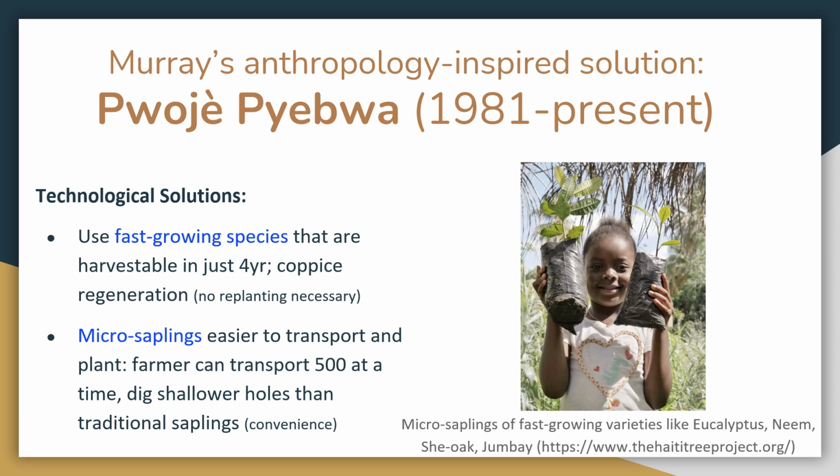He also recommended, for convenience, switching from traditional size saplings that might come in a 5-gallon bucket to micro saplings, shown being held by a small girl in the photo. So micro saplings are lighter, they're easier to transport, and farmers planting them don't have to dig such a deep, large hole. They can dig a shallower pit and easily transport up to 500 saplings at a time.